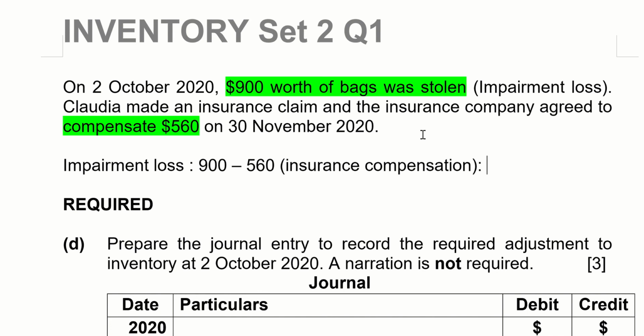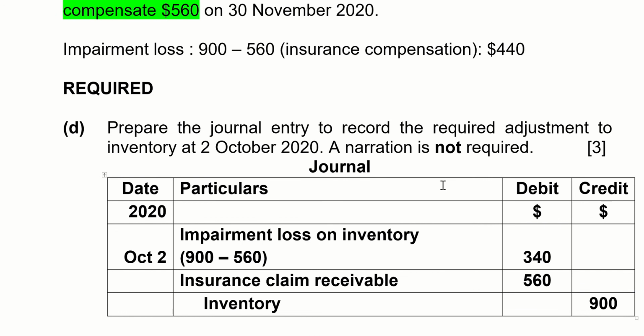All right, so you did lose some money. And how much money did you lose? You lost $440. Sorry, not 440, it's $340. And you're going to record that in your journal now. So you have an impairment loss on inventory. You have a loss, so you debit $340 impairment loss.